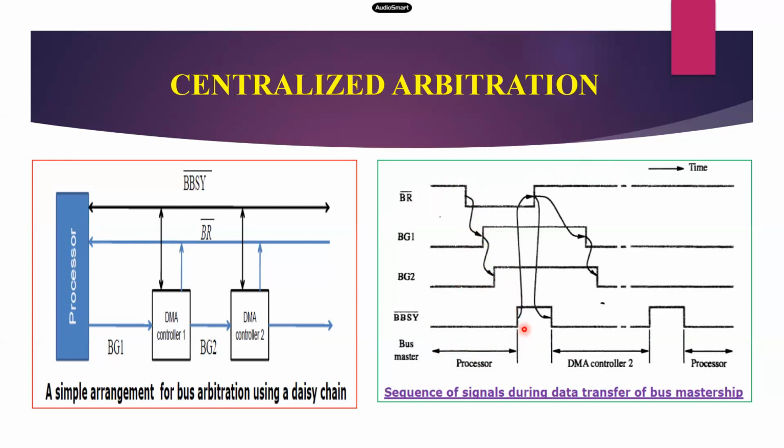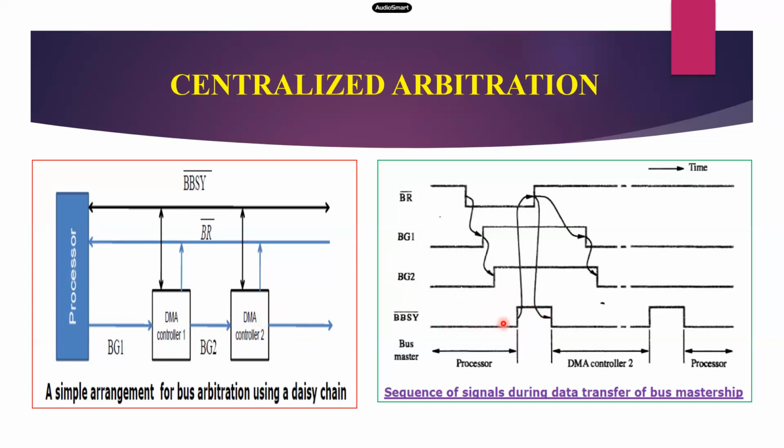Once it is chosen, it will issue the grant signal to any one of the devices, either DMA controller 1 or DMA controller 2. Suppose DMA controller 1 is required to access the processor now, then it will receive the grant signal. Otherwise, it will forward that signal to another DMA controller. Once the DMA controller receives the bus grant signal from the processor, it will automatically issue the bus busy signal.